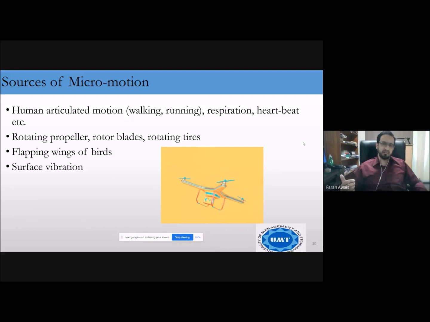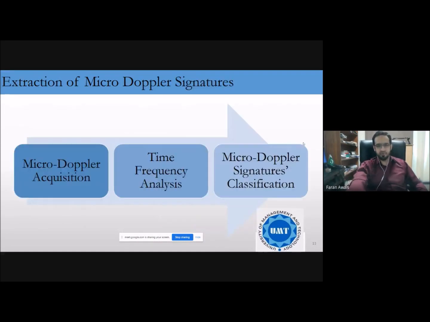So the birds are flying, so it will create an effect of Doppler, but the corresponding wings of the birds would create what? That would create the corresponding micro Doppler effect. So similarly, the surface vibrations would also generate the corresponding micro motion.